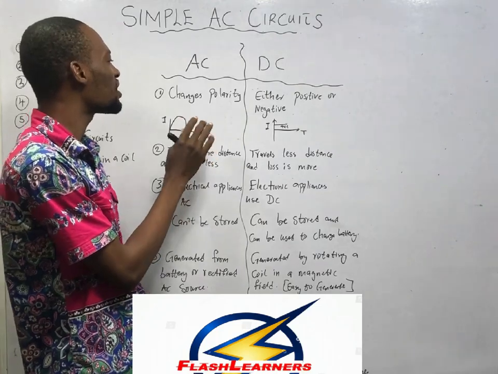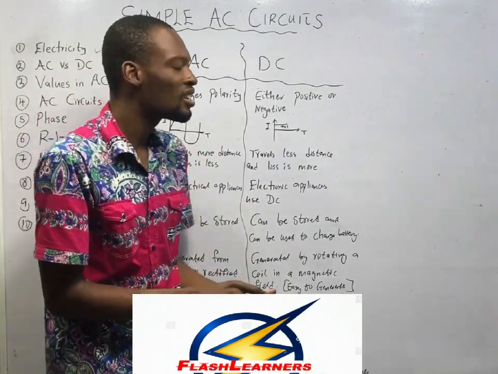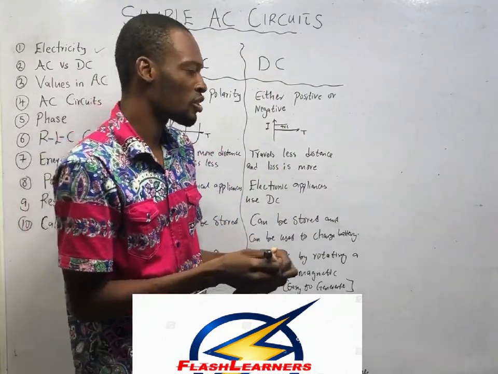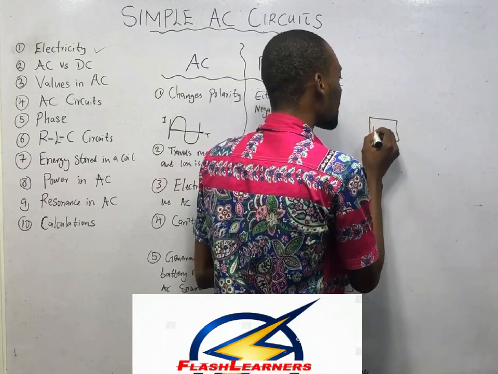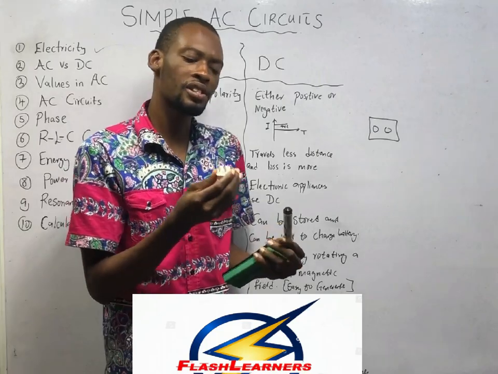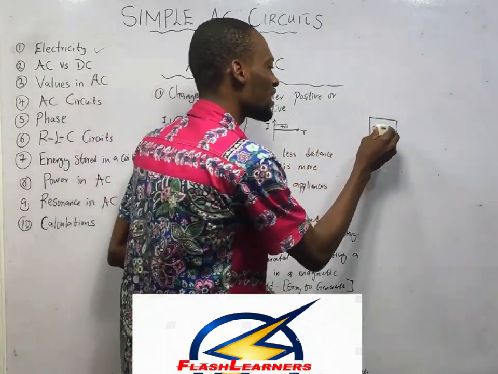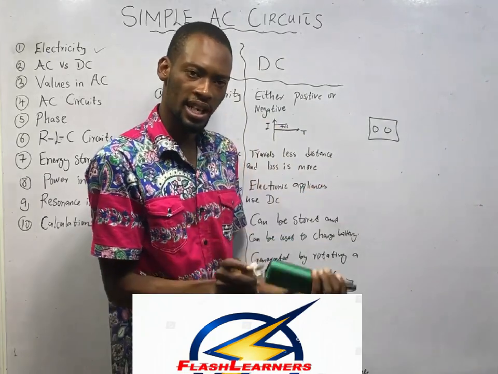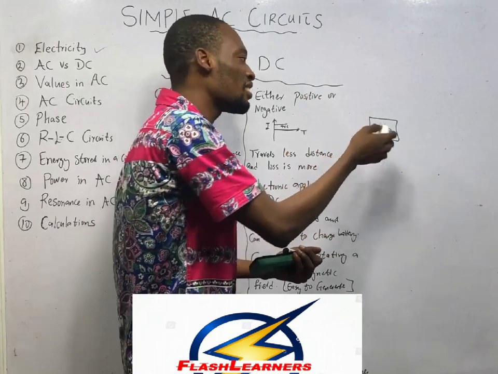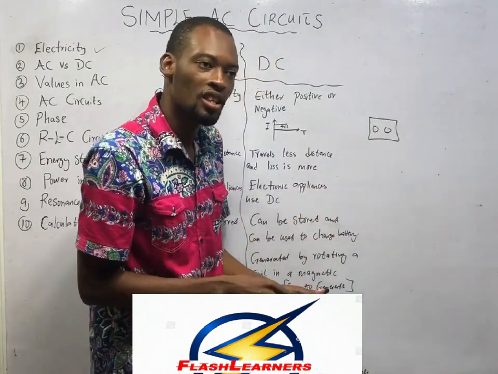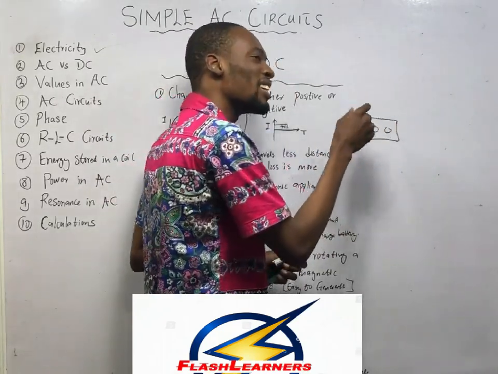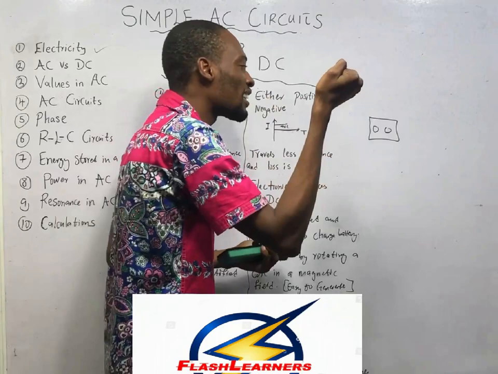On AC, they change polarity, which means they can be positive in one half, negative in the other half of the cycle. Now take a look at something. We said that your socket at home is a source of AC. If this is your charger, if you plug this charger this way, your phone will charge. If you turn it like this and plug it, your phone will charge. If you turn it again and plug it, your phone will charge. So your TV plug that has two pins, if you plug it one way, it will charge. If you turn it the other way around and plug it, it will charge.